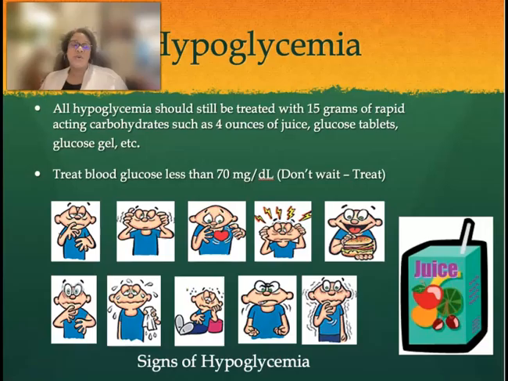I became so used to doing that, and then all of a sudden I would hit a wall or do something and then I would pass out. So I'll have some funny stories about that. But moving on, all hypoglycemia should be treated with at least 15 grams of rapid acting carbohydrates.